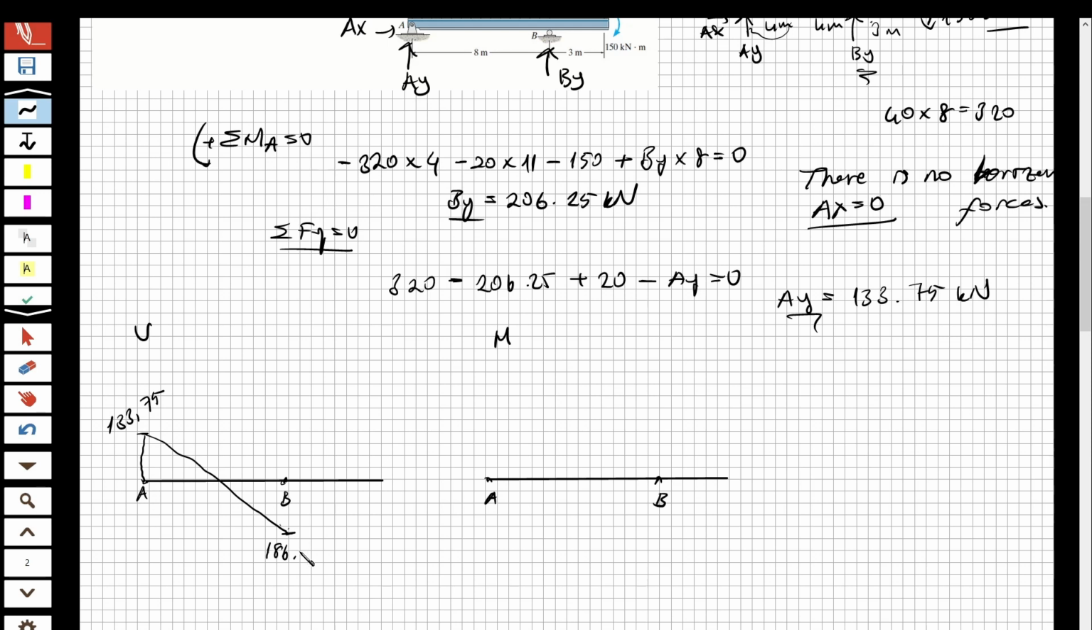186.25, right? So 320 minus 133.75 equals 186.25. So now it's okay. I got this point.